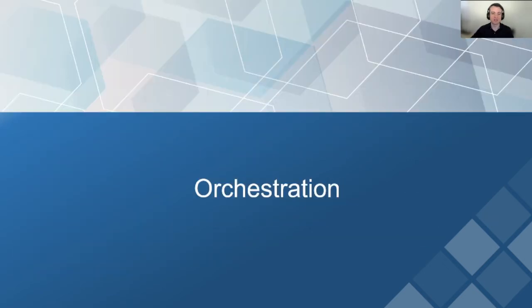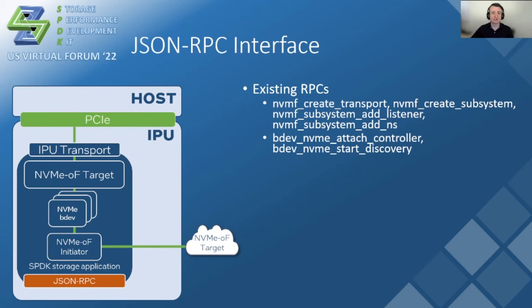Now, let's change the direction a little bit and talk about orchestration. So if an IPU has a transport that's plugged into the NVMe-oF transport abstraction, not only will it reuse a lot of existing code doing the NVMe device emulation, but it will also use the same set of RPCs, like create transport, create subsystem, add listener, add namespace, stuff like that. Also, the initiator part is often covered by our regular bdev NVMe RPCs like bdev NVMe attach controller or bdev NVMe start discovery.